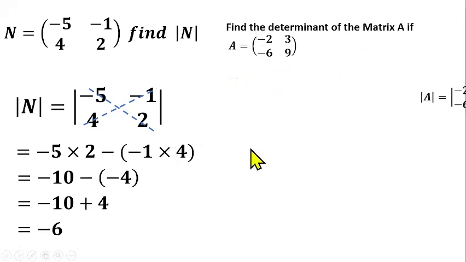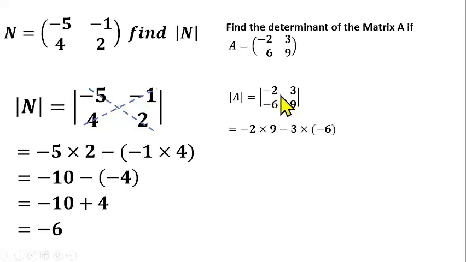So it means that we have matrix A enclosed by these 2 straight lines, equal to this straight line. You put the elements inside. Then how do we go about this? The leading diagonal minus the second diagonal, subtracted from one another. So that should give us minus 2 times 9 minus 3 times minus 6, which I believe you understand. That will give us minus 18 plus 18, and that should give us 0.